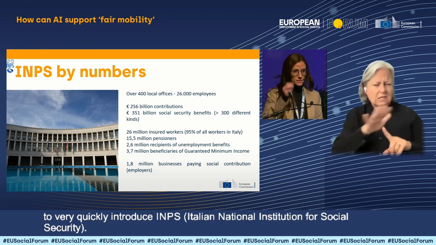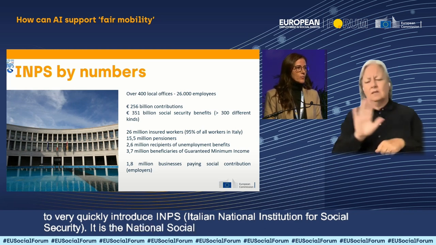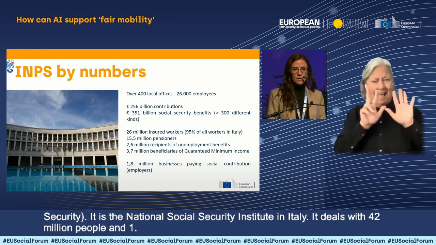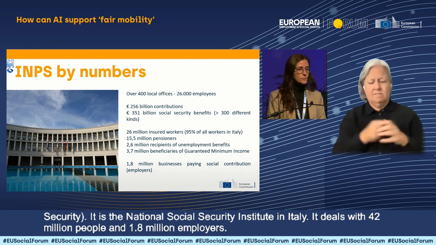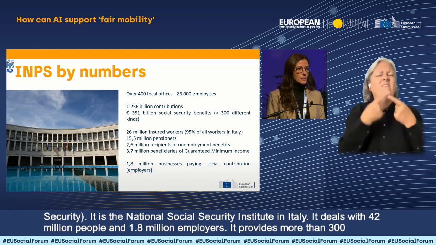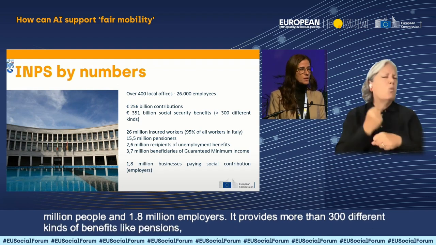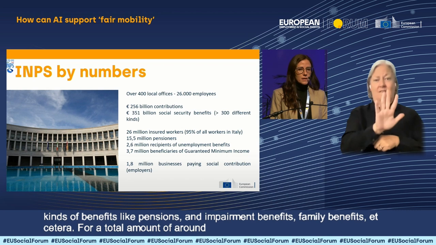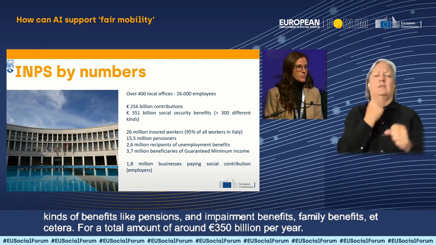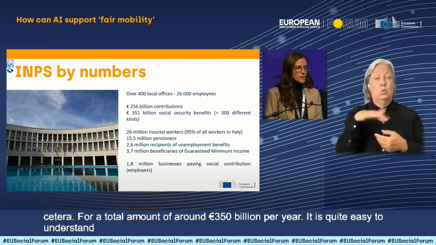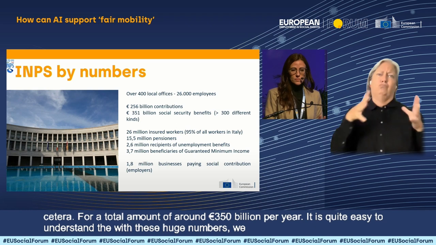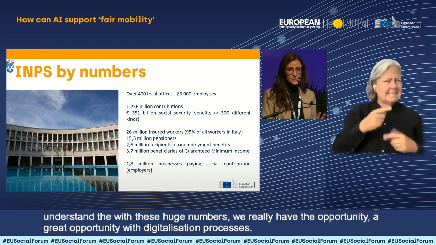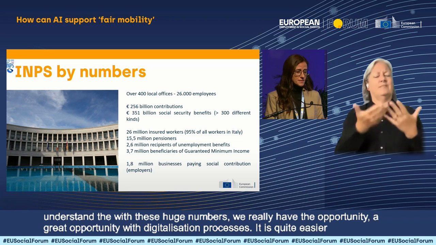INPS is the National Social Security Institute in Italy, dealing with 42 million people and 1.8 million employers. INPS provides more than 300 different kinds of benefits, like pensions, unemployment benefits, family benefits, and so on, for a total amount of around 350 billion euros per year. With these huge numbers, the digitalization process was a great opportunity, because it's much easier to deal with these numbers thanks to IT systems.